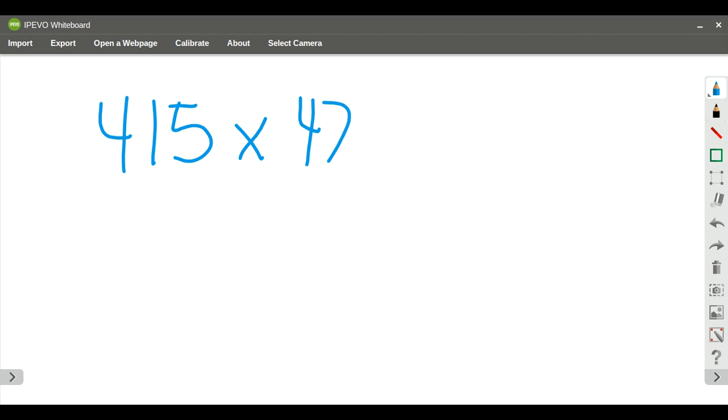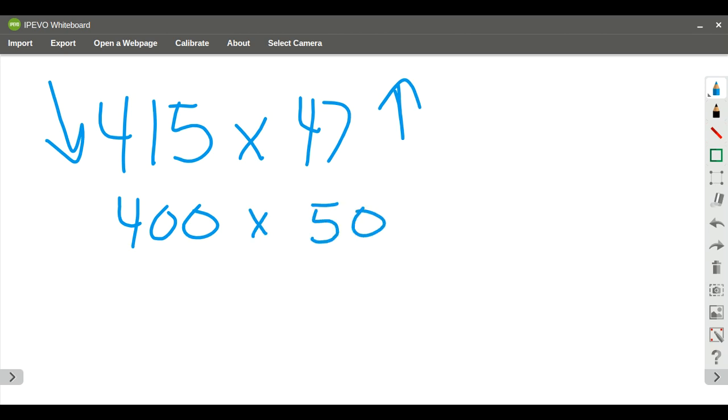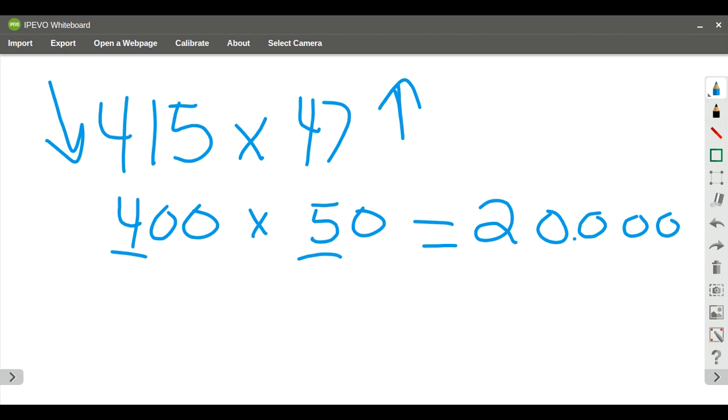Okay, so I'm going to go ahead and use rounding. 415, I'm going to round that down to 400. And then 47, I'm going to round up to 50. Now, I'm going to multiply 5 times 4, and I get 20. Now, this 0, I can't include as part of my original count. So I have to add 1, 2, 3 zeros. So it's 1, 2, 3 zeros for an estimate of 20,000. Because my product of 4 times 5 is 20, I have to make sure that I have that extra 0.